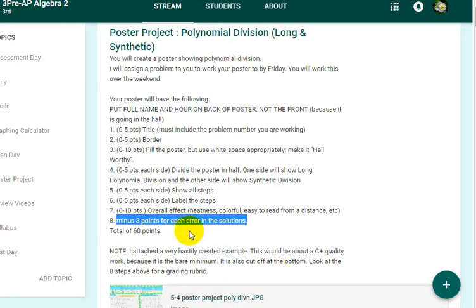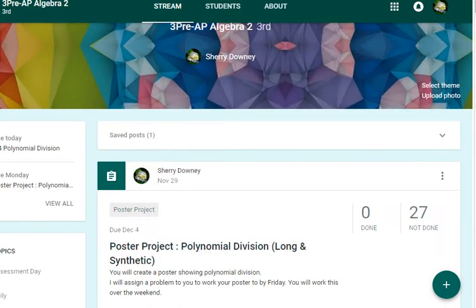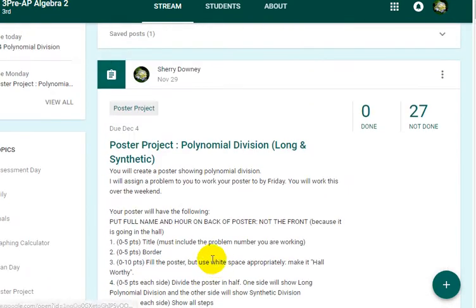All right. So any questions about that? Total of 60 points, and you've got the weekend. So have fun with it. And I like to do posters, but we've just, with Khan Academy and Nearpod, we're losing a lot of time. So this is a take-home project.